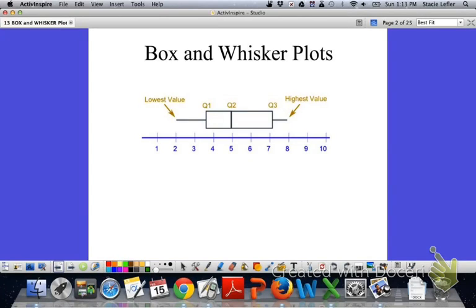So we've been looking at data and statistics like mean, median, mode, and range. And we're going to look at box and whisker plots, which are a really neat pictorial way of representing that data.